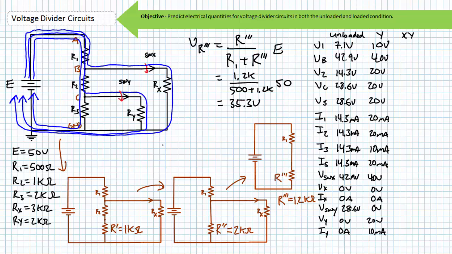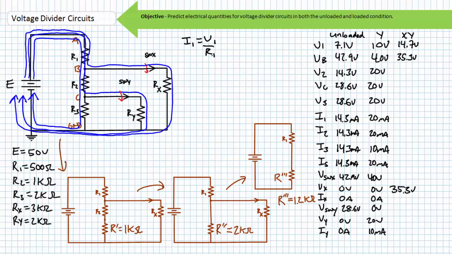Since R triple prime is the parallel combination of R double prime and load resistor Rx, we can say that voltage across components hooked in parallel is the same. VR double prime is 35.3 volts, as is the voltage across load resistor Rx. This also means node B is 35.3 volts above ground. Given V1 is in series with R triple prime, a KVL analysis of this loop suggests that V1 equals 50 minus 35.3 volts, or the remaining 14.7 volts.